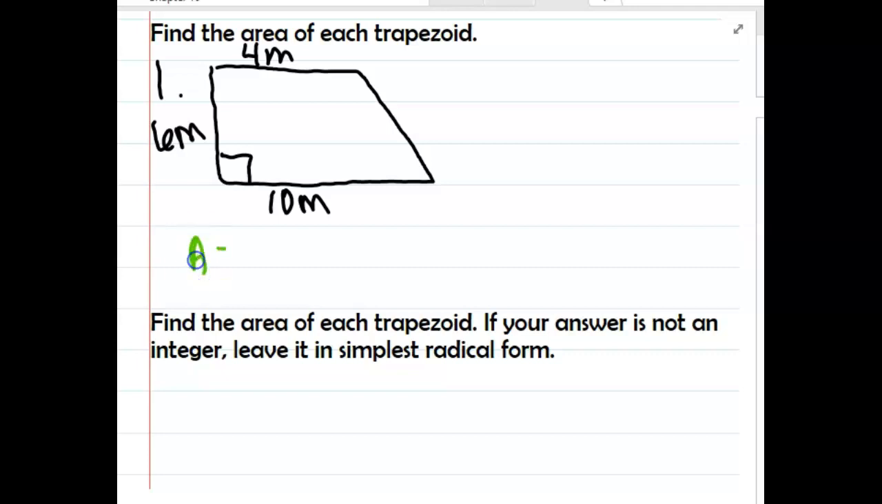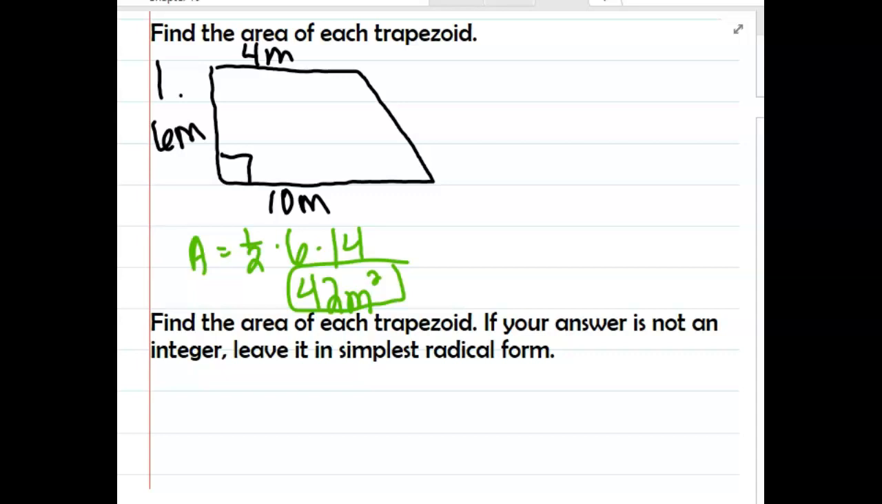So to find the area, you're going to take 1/2 times the height. Which one of these is my height? 6. And then you're going to take both bases. You're going to add them together first. When you take 4 plus 10, you get 14. And remember, you don't have to necessarily multiply in this order. I would probably take half of 14, which is 7 times 6. Either way, you get 42 meters squared.